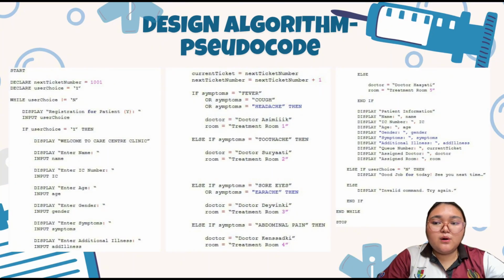Next, the system displays all of the information entered by the patient. The output includes patient name, age, IC number, gender, symptom, additional illness, queue number, assigned doctor, and treatment room. This will help the patient know their queue number and where they should go for the treatment. If the user enters N, the program displays a closing message and stops running. If the user enters any value other than Y or N, the system displays an error message saying invalid command, try again. Then the program returns to the beginning and asks for input again.